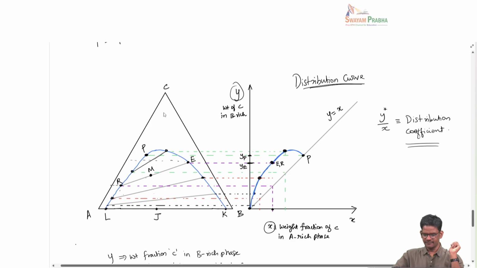One point I want to add further here is that it is not a single way that we can represent the compositions in a ternary diagram. We can also read the equilibrium values of the two phase mixture into something called a distribution curve relating y versus x, where y is the weight fraction of C in B rich layer and x is the weight fraction of C in the A rich layer, in a similar way that we write equilibrium curves for absorption, distillation and so on.